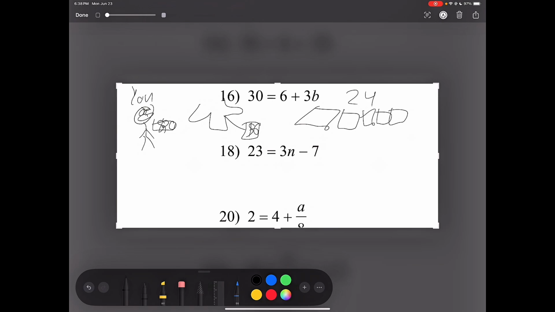So let's do it. Let's imagine this. You just spent $6 with your 30. So you do 30 minus 6 because you subtract. That would be 24. So this means that after buying the hoodie, you have $24 left. Woohoo.